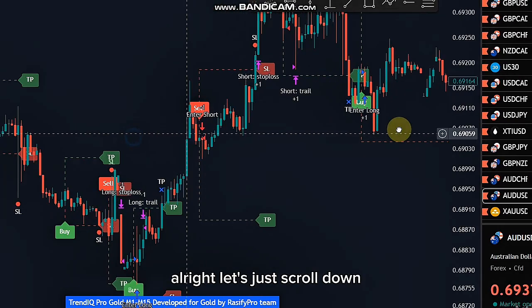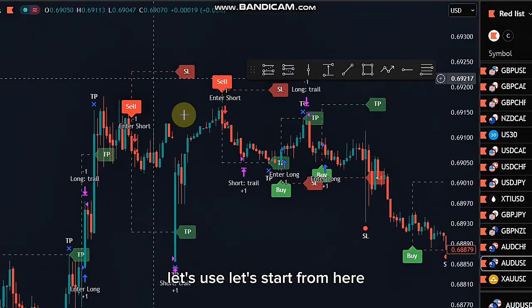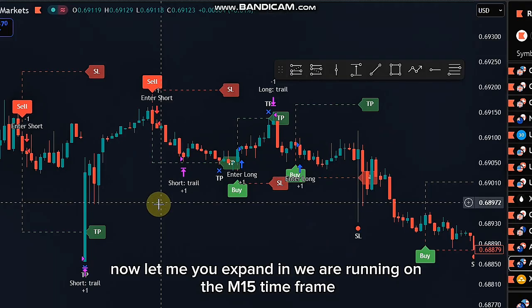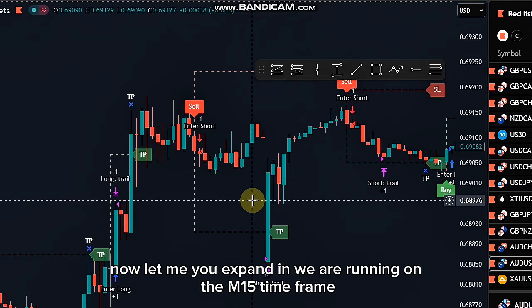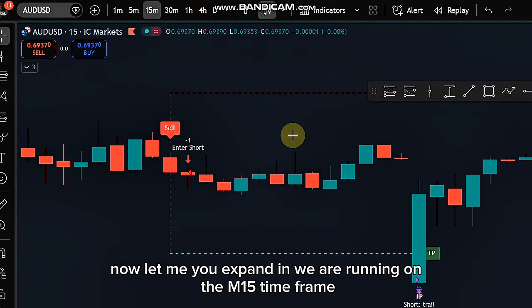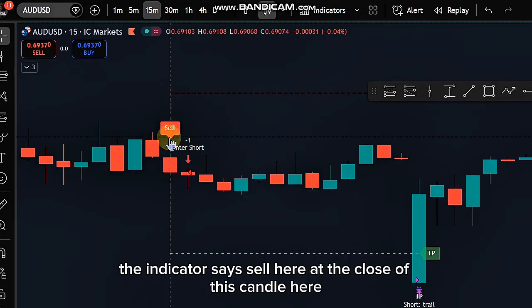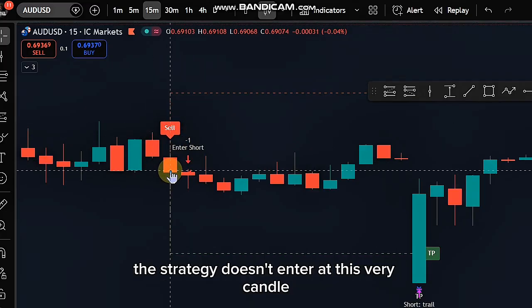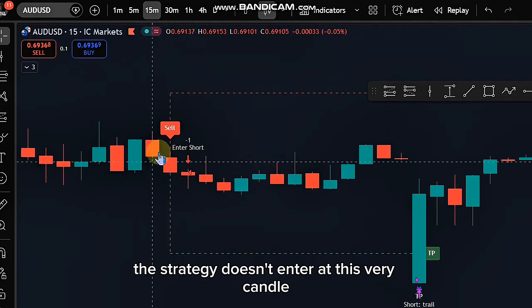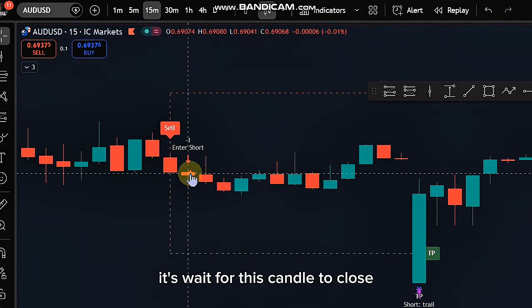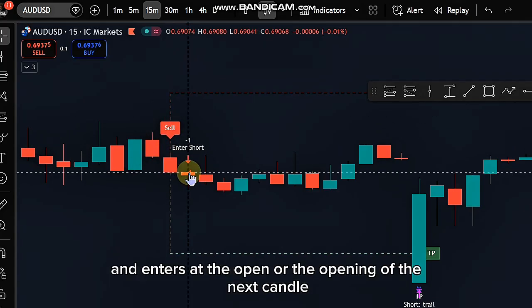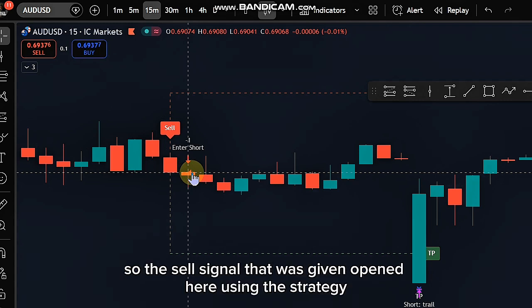All right, let's just scroll down. Let's start from here. Now let me expand in. We are running on the M15 time frame. The indicator says sell here at the close of this candle. The strategy doesn't enter at this very candle. It waits for this candle to close and enters at the open of the next candle. So the sell signal that was given opened here using the strategy.